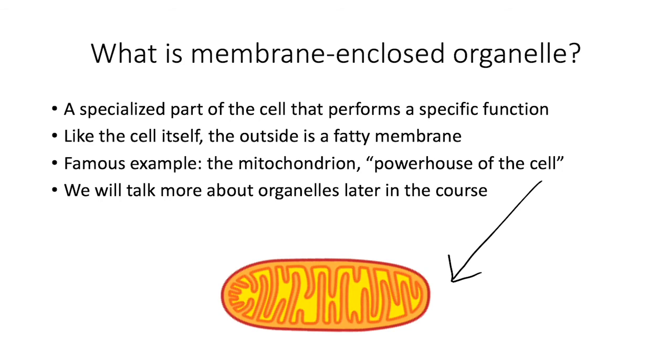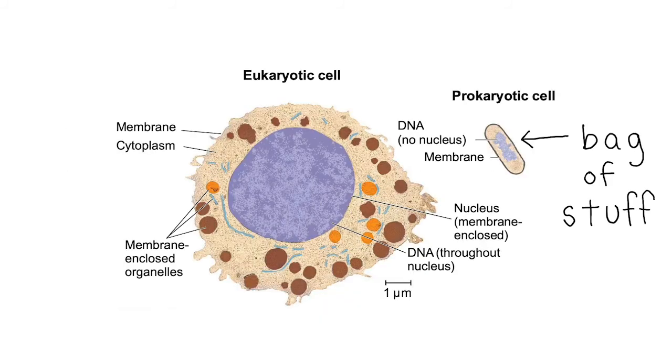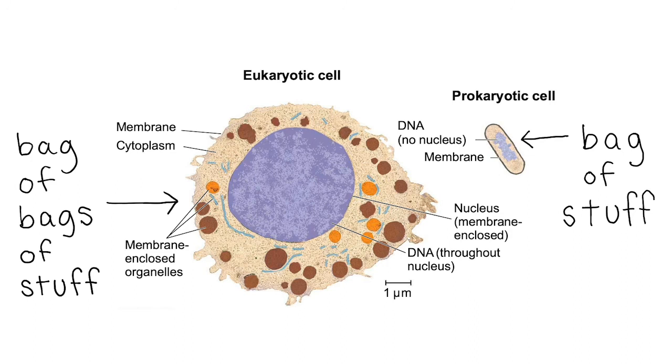She's bored by me. The famous example is the mitochondrion, the powerhouse of the cell. And we're going to talk a lot about organelles when we talk about cells later on in the course. So again, back to that analogy: a cell is a bag of stuff. A prokaryotic cell is a bag of stuff. A eukaryotic cell is a bag of bags of stuff. So, if that helps you distinguish between the two.